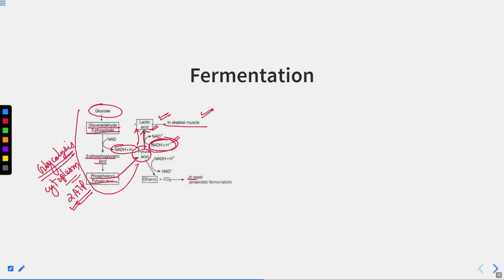Now what happens in yeast, that is the fungi? Pyruvic acid is changed to ethanol and carbon dioxide. Now this carbon dioxide is present in the soil, and this is the anaerobic fermentation, right? So both are types of anaerobic respiration, but here this is the anaerobic fermentation. This is the change of pyruvic acid to ethanol.